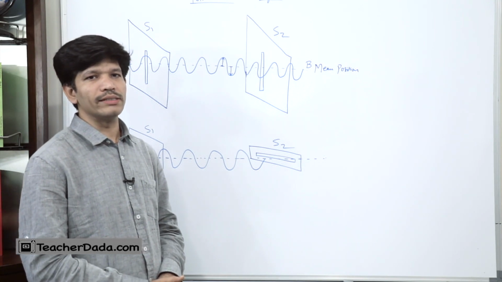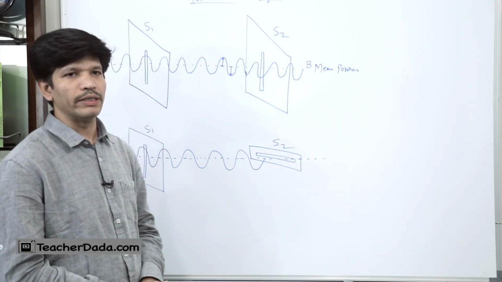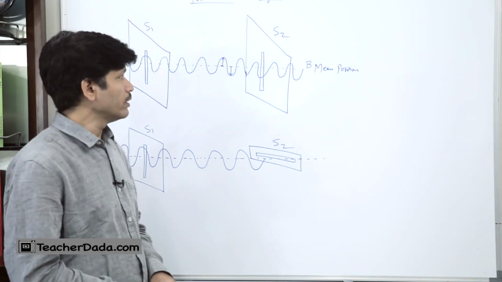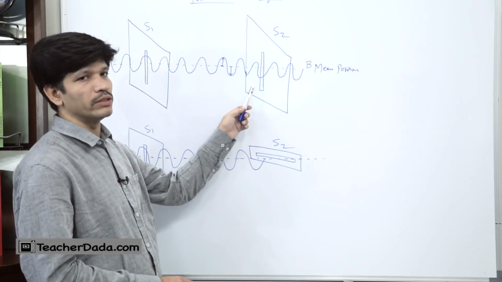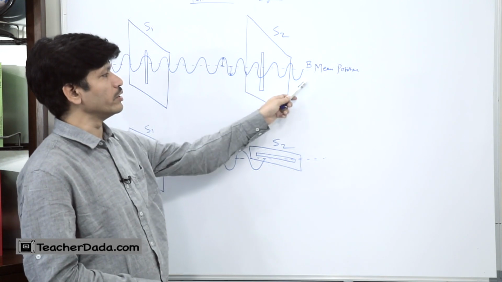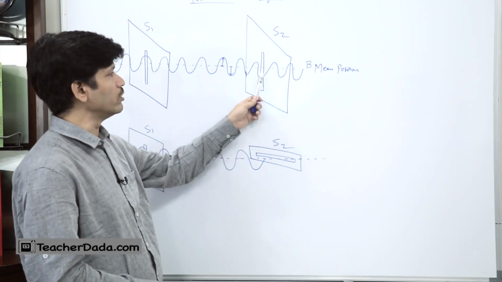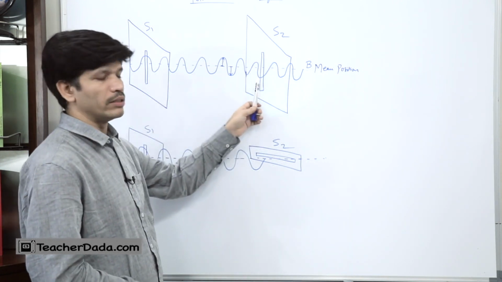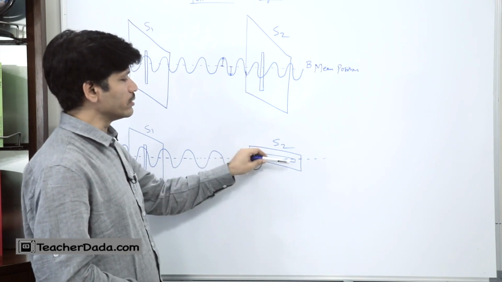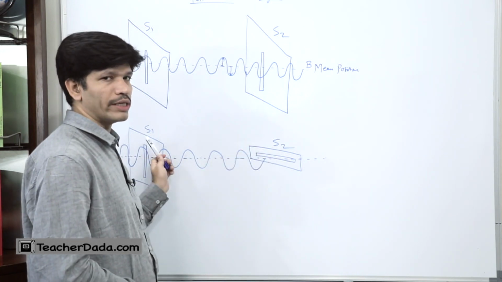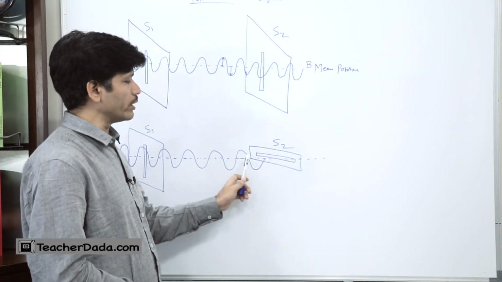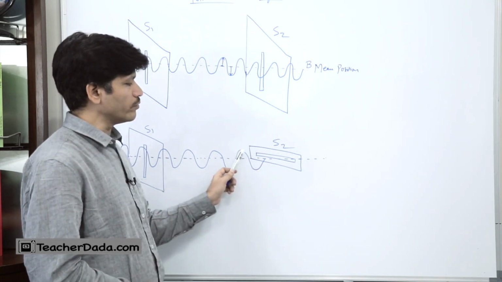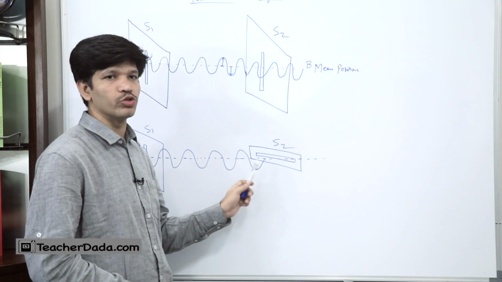Thus we conclude that as the slit S2 is rotated, the amplitude of the vibrations varies. In the first case we have seen that the vibrations reach here with undiminished amplitude because both the slits are parallel, but in the second case the slit S2 is perpendicular to the slit S1. So when S2 is rotated, we see that the vibrations are also varying.